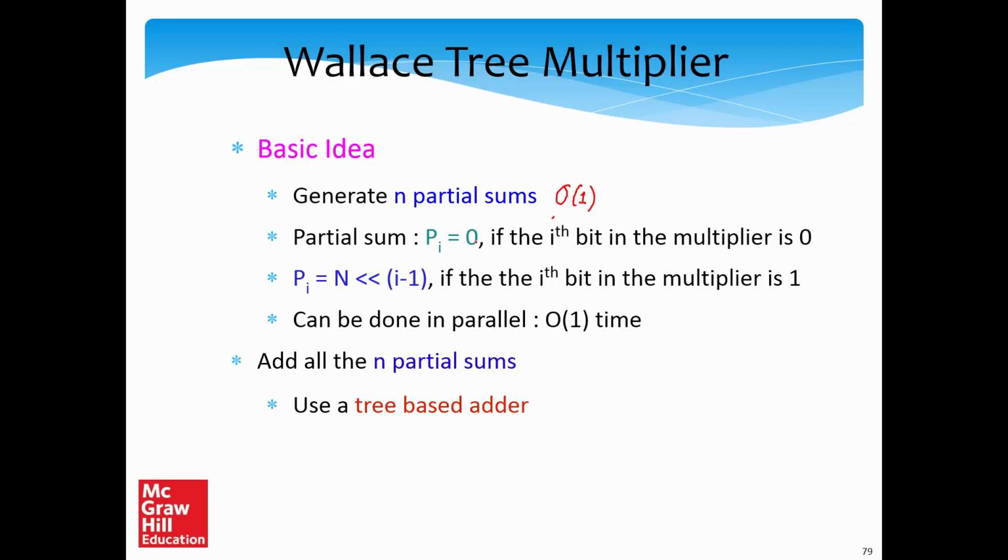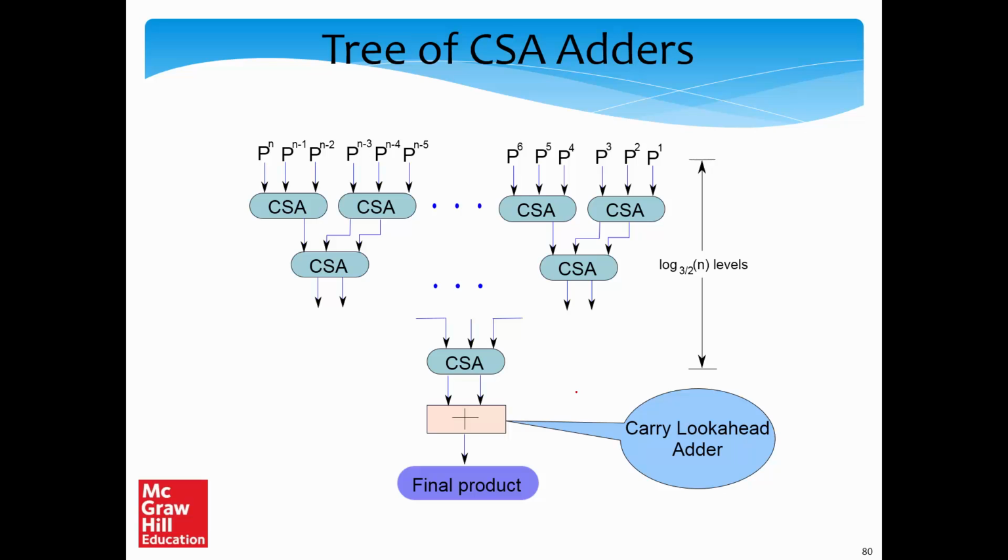So this is exactly what we do. If the ith bit in the multiplier is 0, the partial sum is 0, pi is 0. Otherwise, the pi is the multiplicand left shifted by i minus 1 positions if the ith bit in the multiplier is 1. So this can be done in parallel. Once we have n partial sums, we can use a tree-based adder to effect the multiplication. The way this is done is like this.